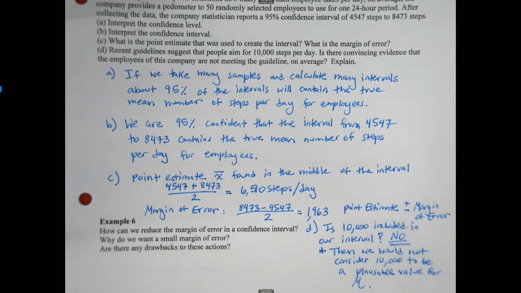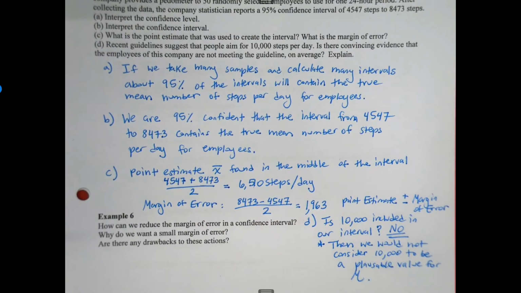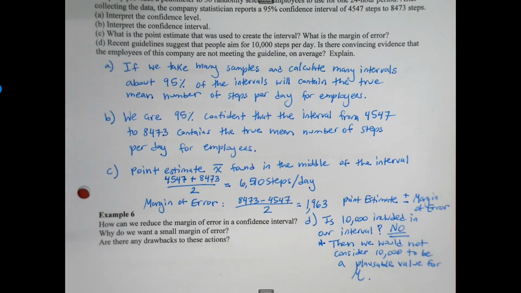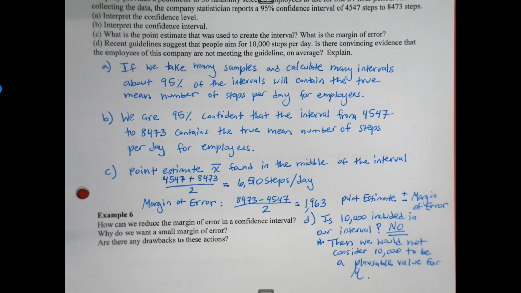We can conclude that there is convincing evidence that the employees are not meeting this guideline on average. Since 10,000 is not in that 95% confidence interval, therefore employees are not taking 10,000 steps per day on average.